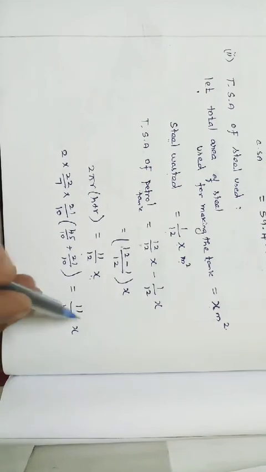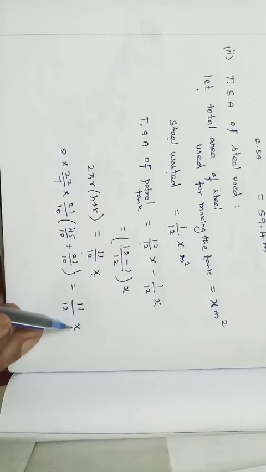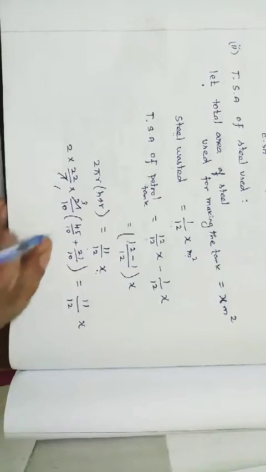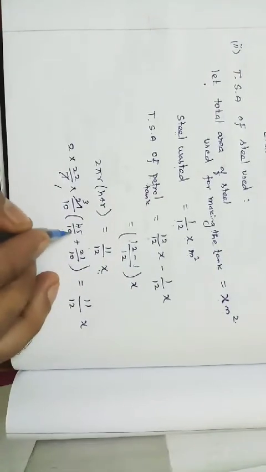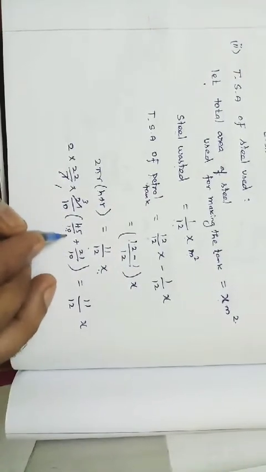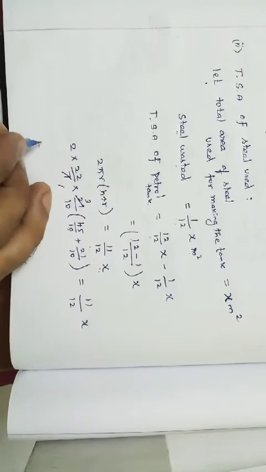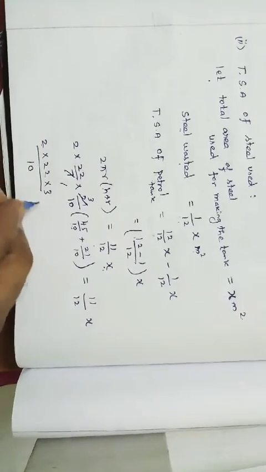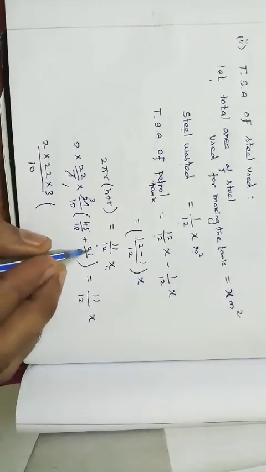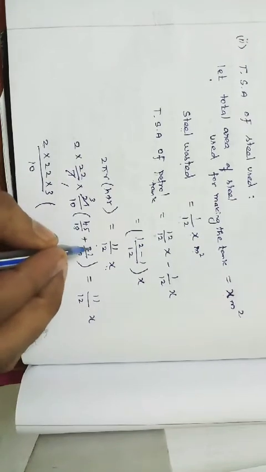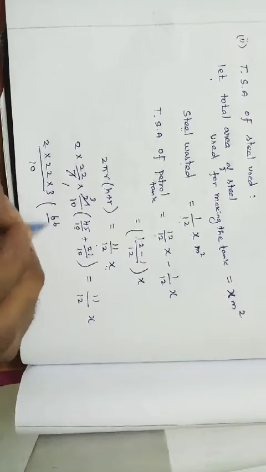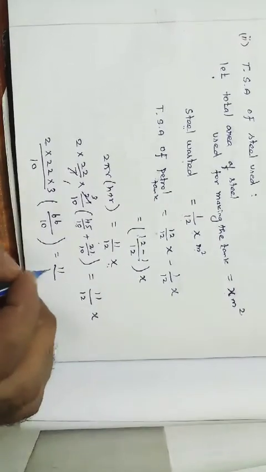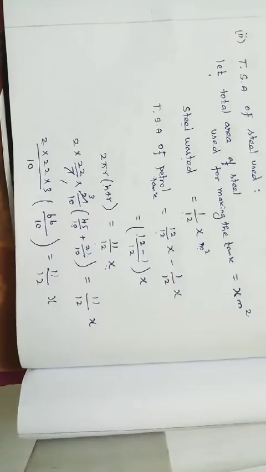And we have to bring the RHS to the LHS, right? Because X alone we want to find. So first simplify the LHS, right? So 7 ones are 7, 3 times, right? And here we can add, denominators are same, right? So both are like fractions, we can add. So it is nothing but 2 into 22 into 3 divided by 10 into 45 plus 21, 66. 45, 55, 65, 66. 66 divided by 10 is equal to 11 divided by 12 into X.